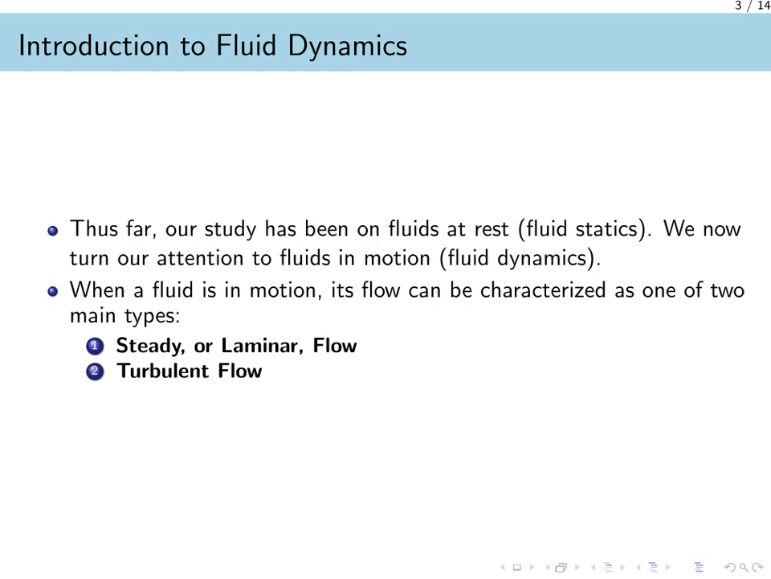The first crucial step in analyzing a moving fluid is to classify its behavior, because not all fluid motion is the same. Generally, we can categorize the flow into one of two main types. The first type is called steady or laminar flow, which is smooth and predictable. The second type is turbulent flow, which is irregular and chaotic. For example, think of a gently flowing river versus the rapids in that same river. Understanding the difference between these two types of flow is fundamental to describing how fluids move.